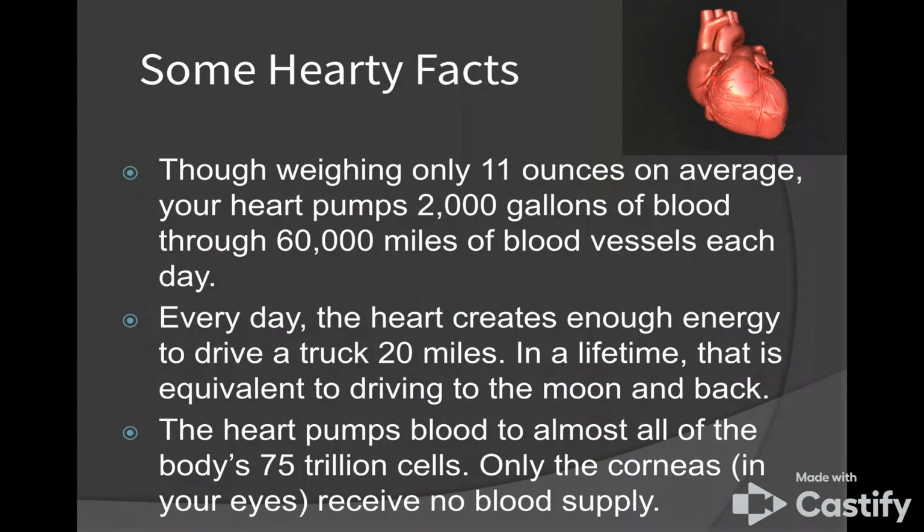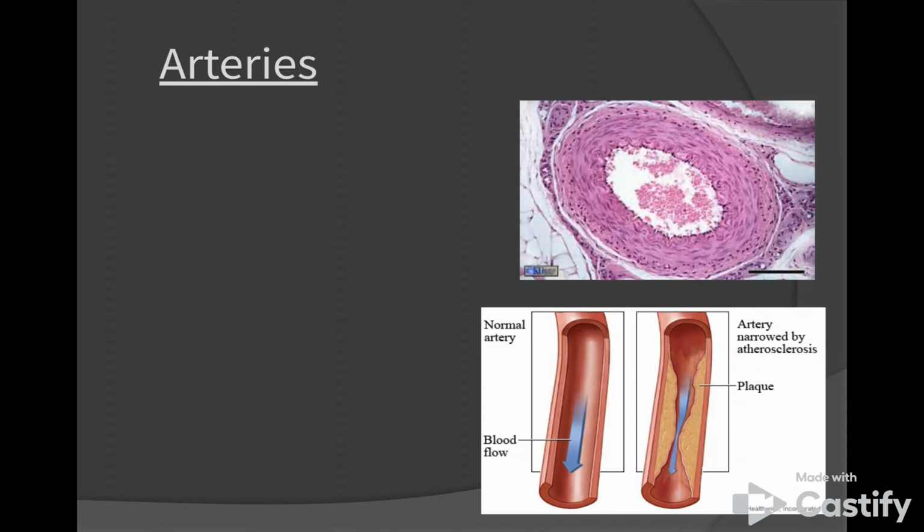Your heart actually creates enough energy to drive a truck 20 miles. In a lifetime, that's equivalent to going all the way to the moon and back. The heart pumps blood to almost all of your body's 75 trillion cells. Only the corneas in your eyes receive no blood supply. That's the outside part of your eye that protects it.